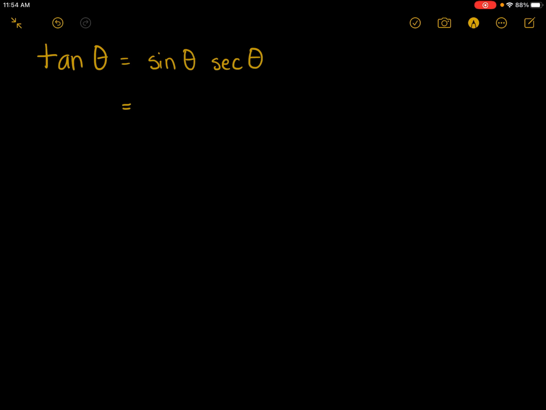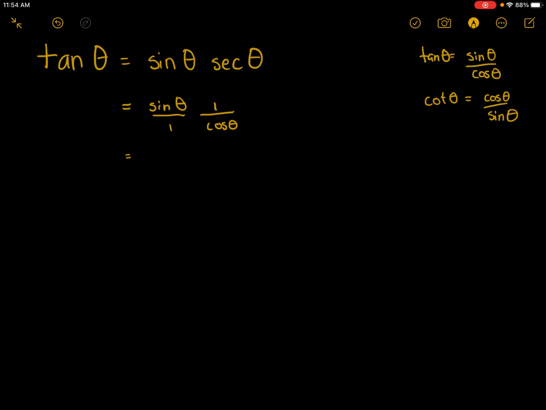So let's get some stuff that we know. We know tangent theta is sine theta divided by cosine theta, and we also know that cotangent theta is cosine theta divided by sine theta. We want to remember that. So now on the right side we have sine theta times secant theta. If we can get sine over cosine, then we can get tangent. So we know secant theta is 1 divided by cosine theta.